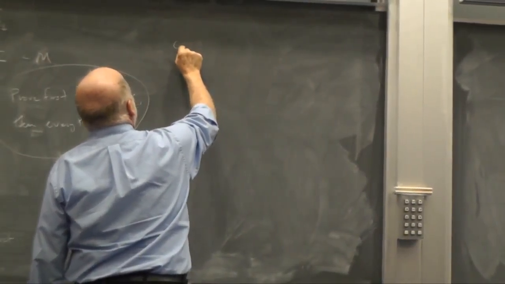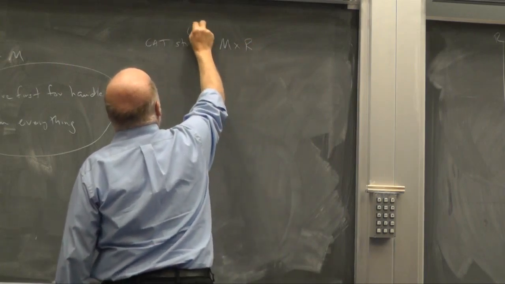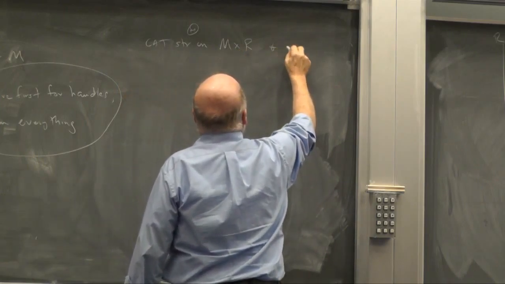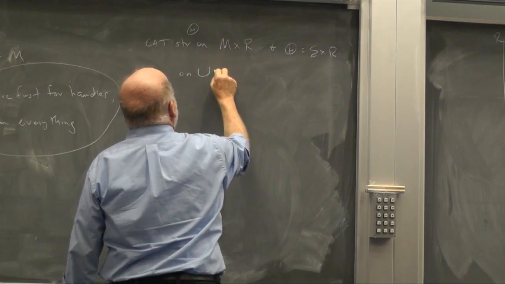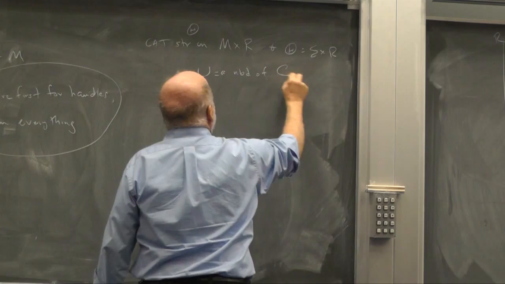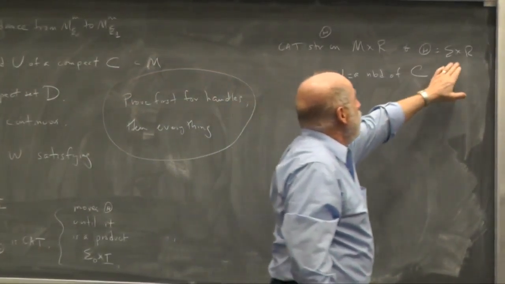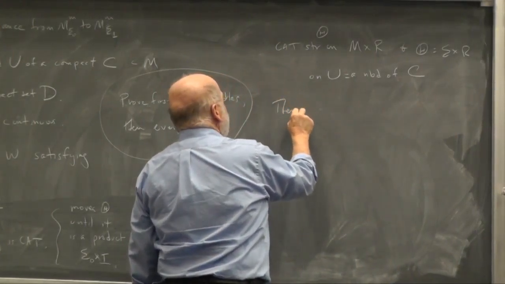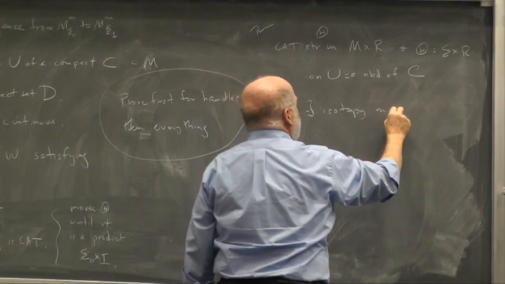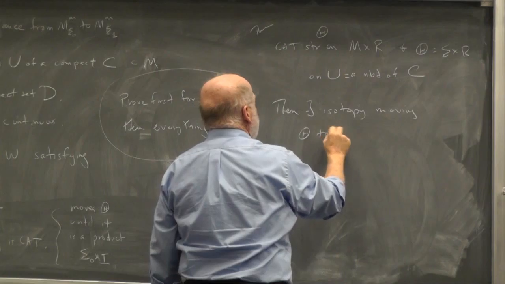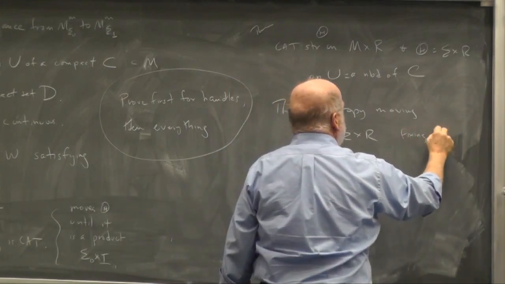So we've got a cat structure on M cross R. So cat structure theta, that same theta, on M cross R. And theta equals sigma cross R on U, which is a neighborhood of this compact set C. So we've already got it fixed up in a compact set C, where it's a product. And now, then, a theorem: there exists an isotopy moving theta to sigma cross R, fixing sigma near C.